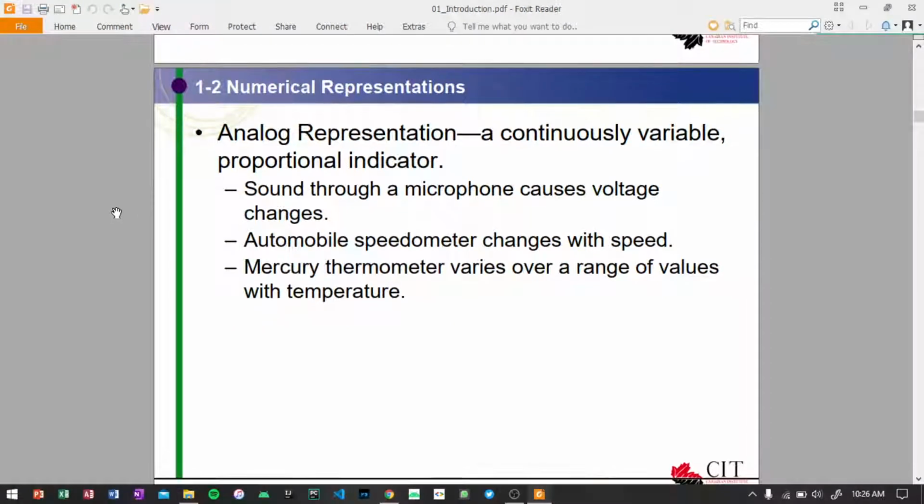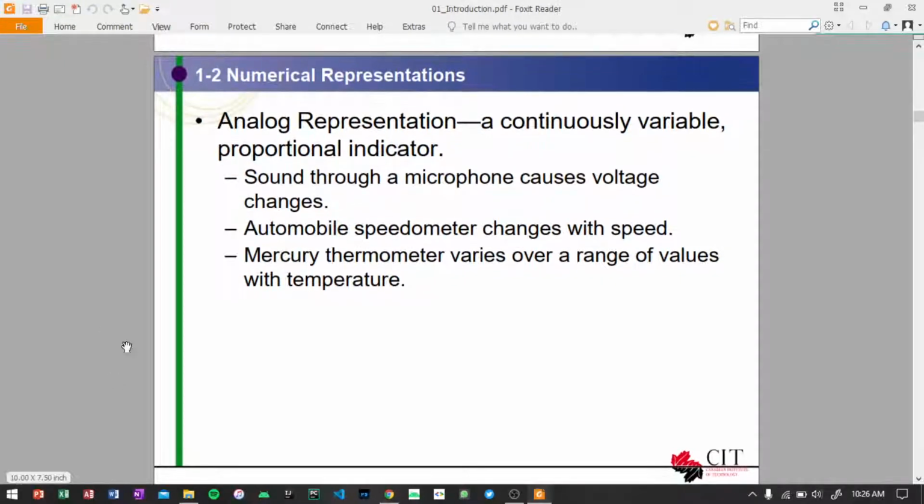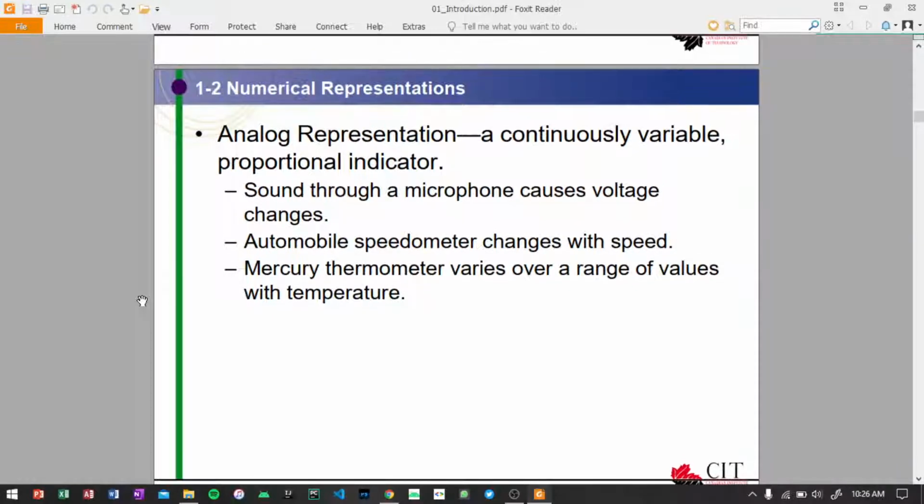We have an analog representation, a continuously variable, proportional indicator. Sound through a microphone causes voltage changes. Automobile speedometer changes with speed. Mercury thermometer varies over a range of values with temperature. I saw the sound through a microphone and I thought to give you an example. You see what happened? How did it change the voltage? This is because the voltage changes. I'm pretty sure you might hear the difference now.